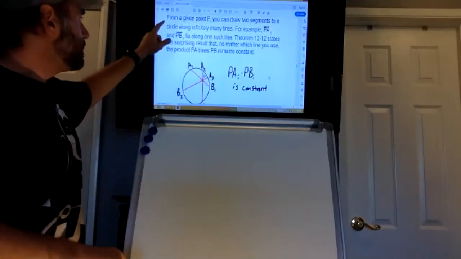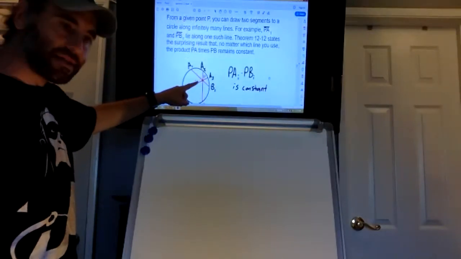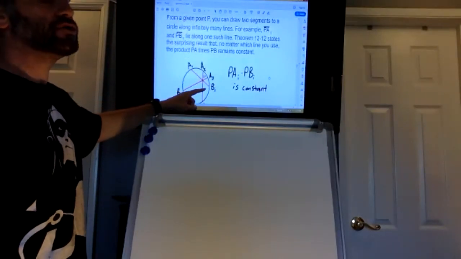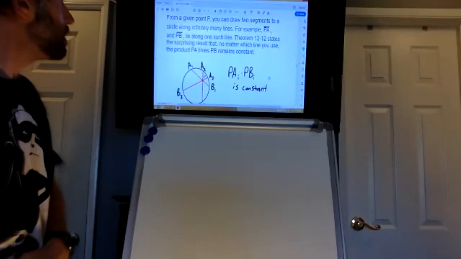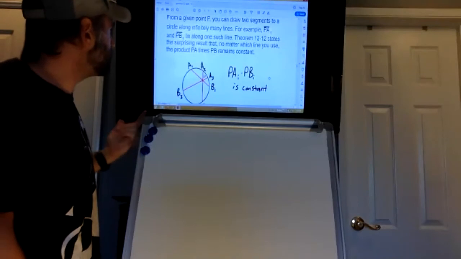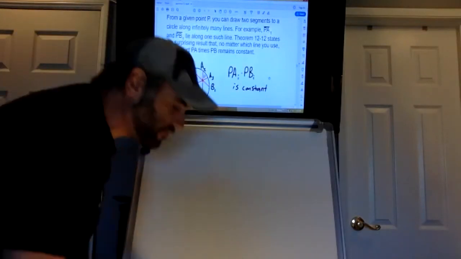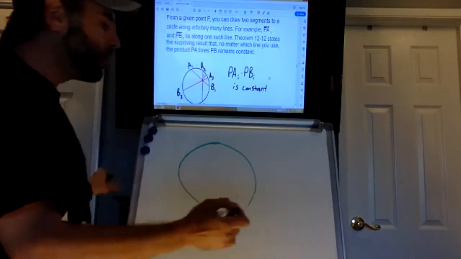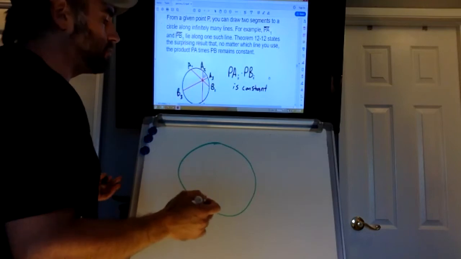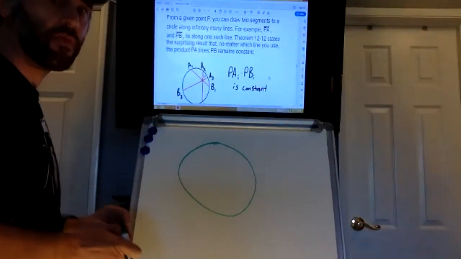Okay, here we go. From a given point P inside. So now we're going to go back to our first case where you have two secants or chords intersecting inside of the circle. You can draw two segments to a circle along infinitely many lines. And let me draw that out for you because that can get confusing. So pick any point anywhere. Right now we're starting with a point somewhere inside the circle. After that, we'll talk about what happens when you have the point outside.